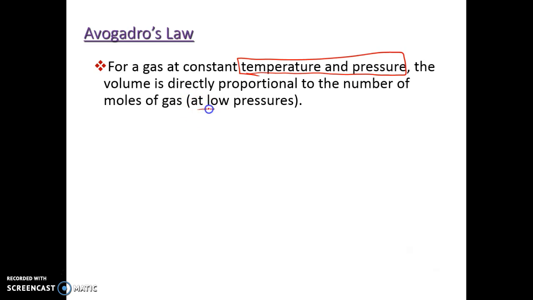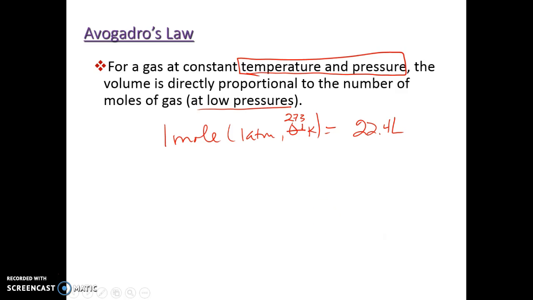Now, it's saying at low pressure, so we're going to keep the pressure relatively low to do this. We already know this because we know that 1 mole of any gas at STP, and STP means 1 atmosphere and 273 Kelvin, has a volume of 22.4 liters. So that's a relationship that we already know.